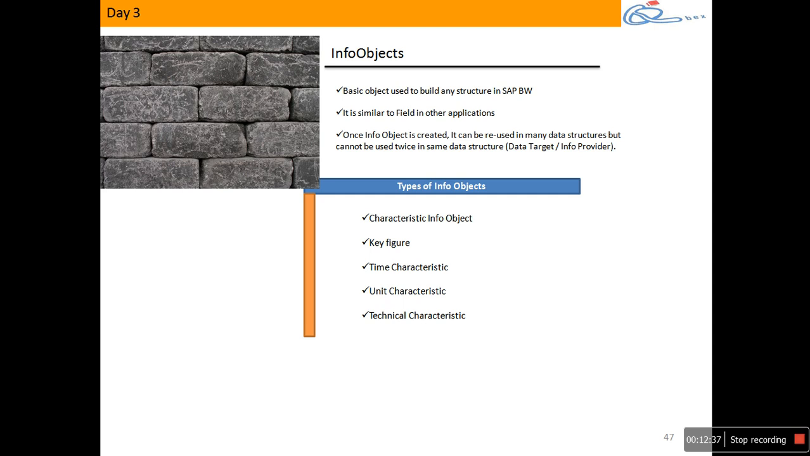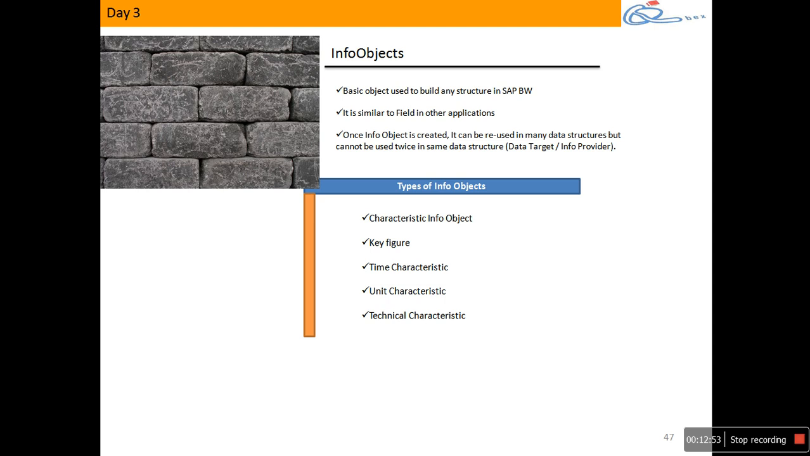One is master data, ODS and cube. Any data container you want to create, you always have to use info objects. First, let's say I want to create master data with 5 columns. So create 5 info objects, group those 5 info objects, create master data table.